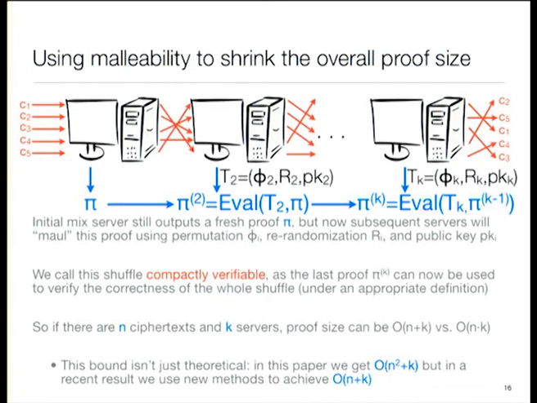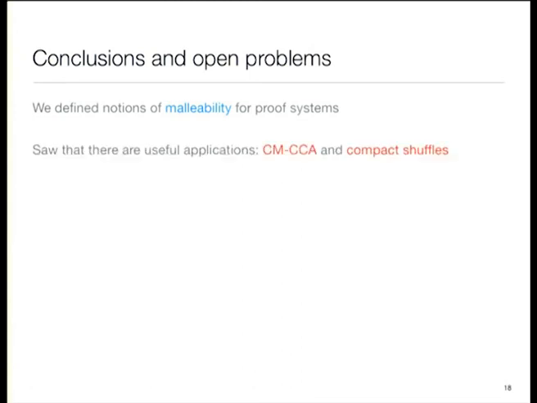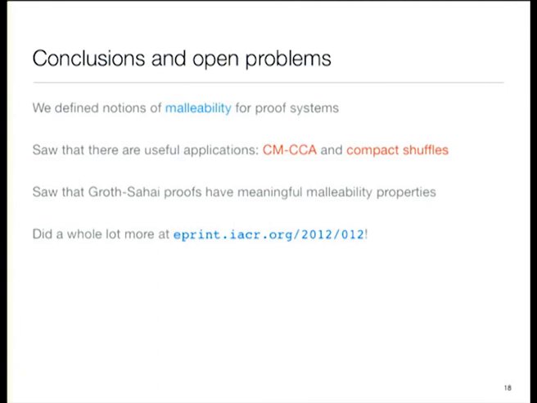Okay, so that's about all I have to say. Just to quickly wrap things up, what have we done? We defined these notions of malleability for proofs. We saw this in a few different flavors, namely uncontrolled and controlled. We also saw these two applications, CM-CCA security and compact shuffles. And not so much in the talk, but in the paper, we saw that Groth-Sahai proofs have these meaningful malleability properties. We also did a lot more. So if you're interested, please check out the full version online. And thank you very much for listening.